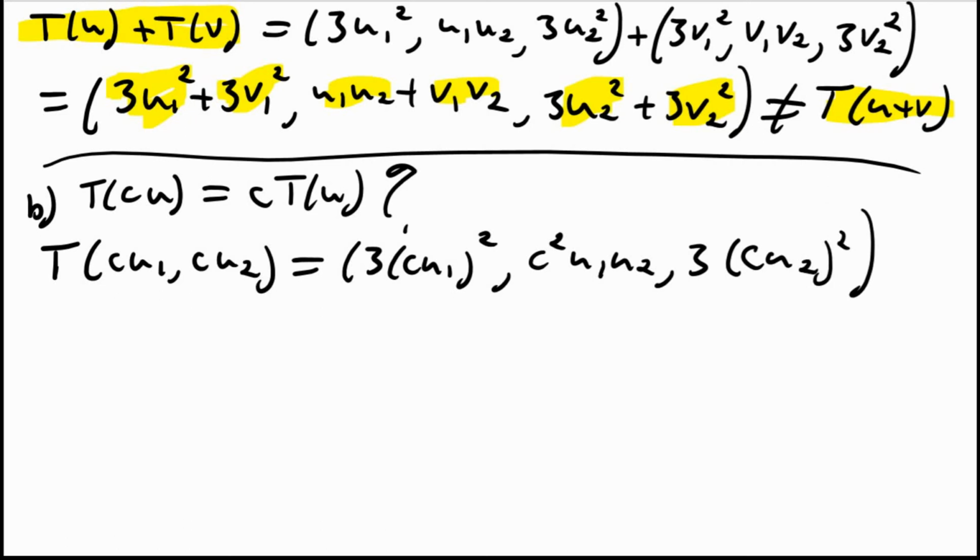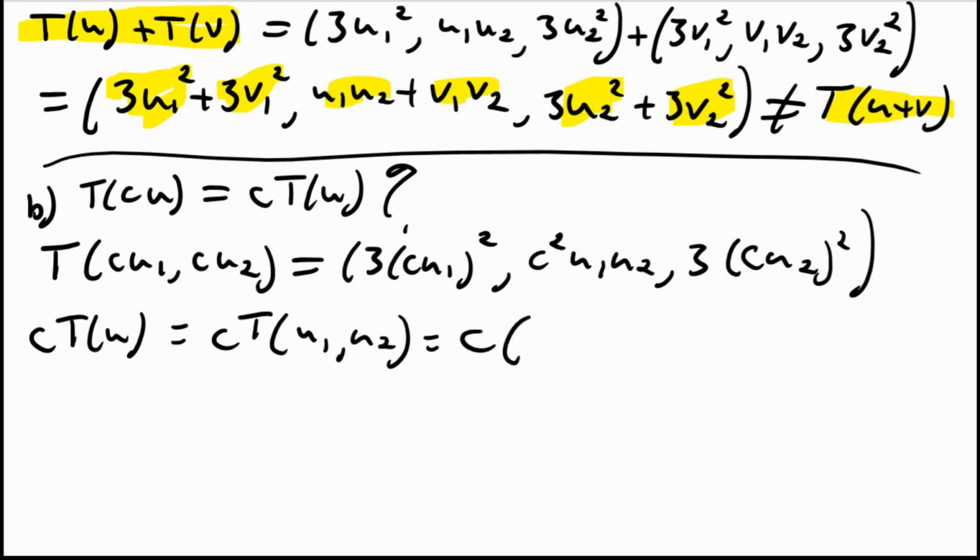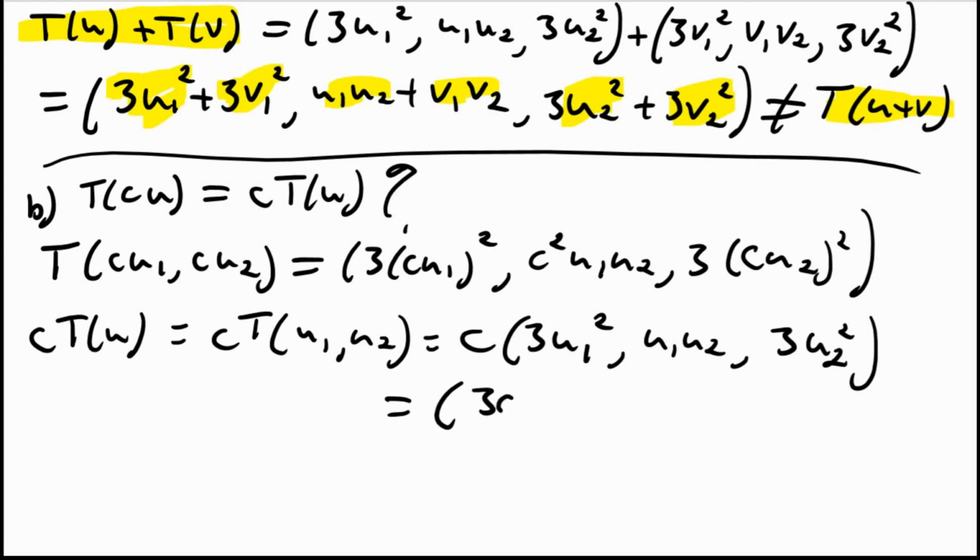All right. Now, what about C times T of U? This is C times T of U sub 1 comma U sub 2. This becomes 3 times U sub 1 squared, comma, U sub 1 times U sub 2, comma, 3 times U sub 2 squared. Now let's run that C through there, and we get 3C U sub 1 squared, comma, C times U sub 1, U sub 2, comma, 3C times U sub 2 squared. And you can see the difference.